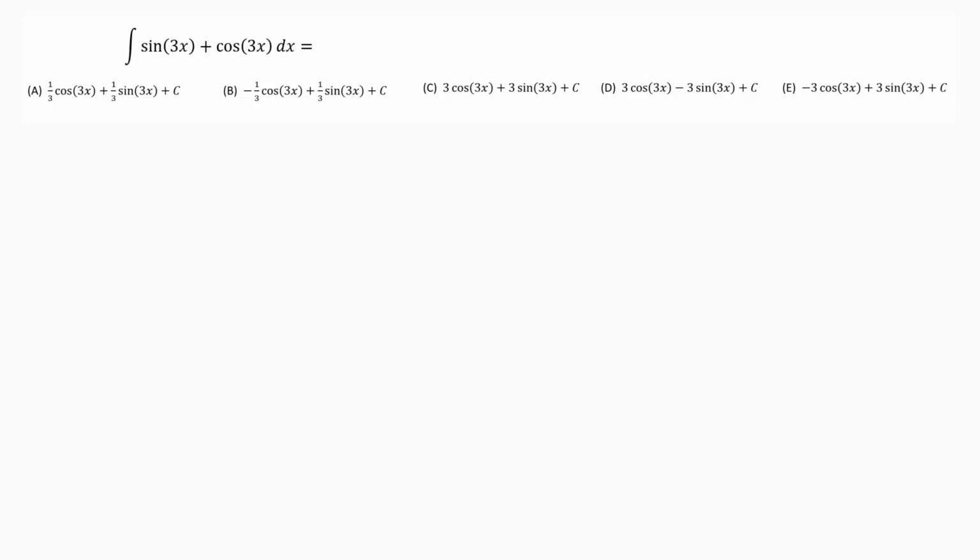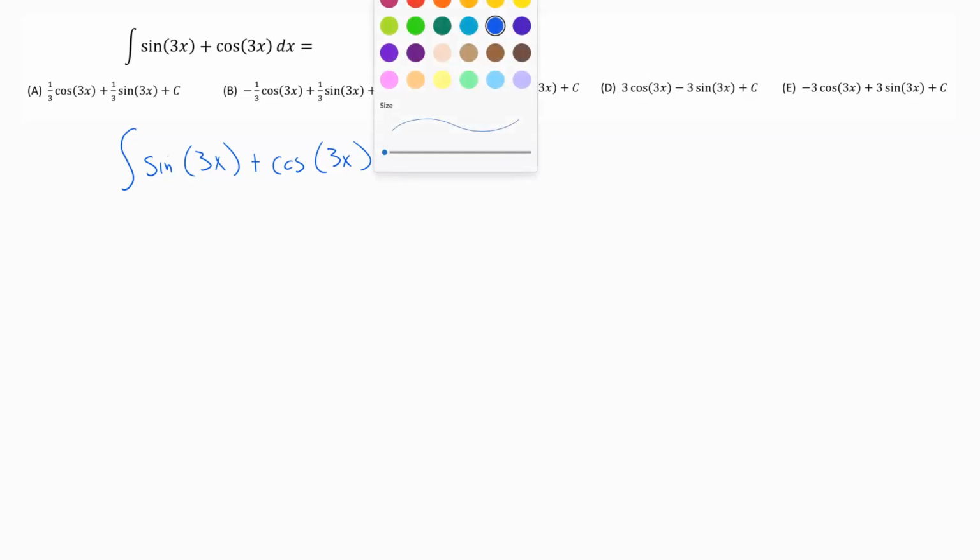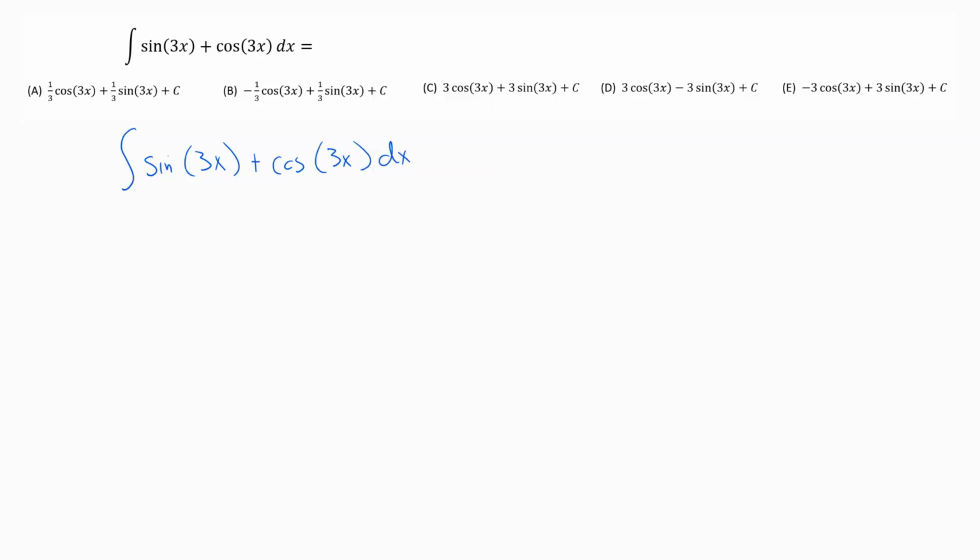Here we're being asked to find the antiderivative or the indefinite integral of this equation: the antiderivative of the sine of 3x plus the cosine of 3x dx. The first thing you want to do whenever you look at something like this is remind yourself that this problem is really broken into two smaller bite-sized chunks by pluses and minuses.